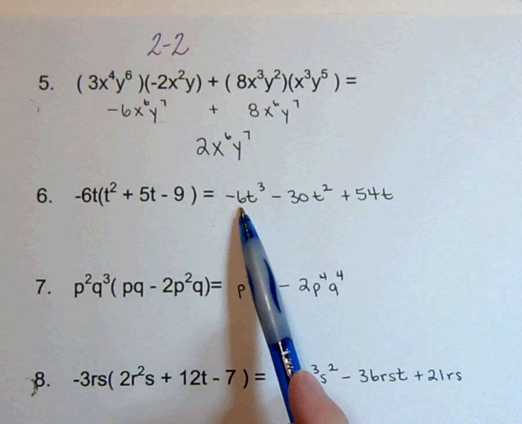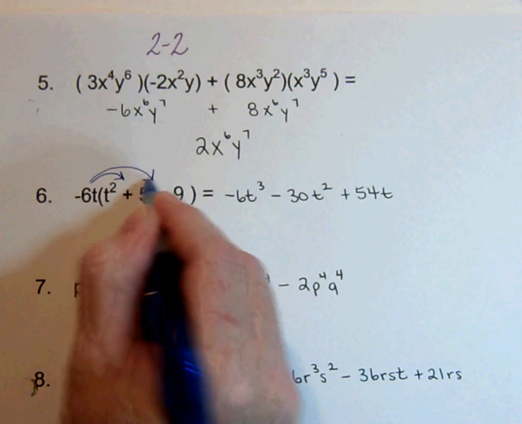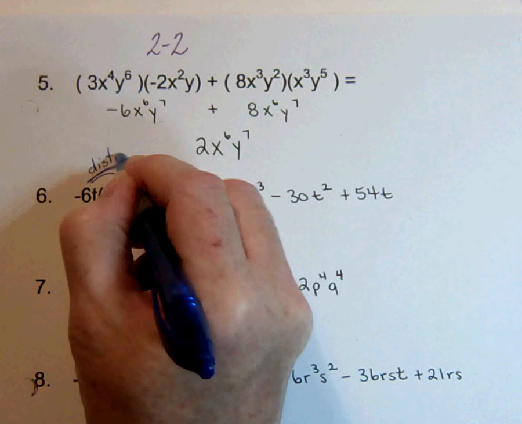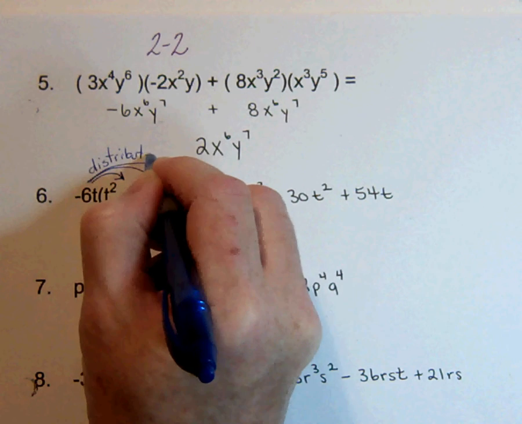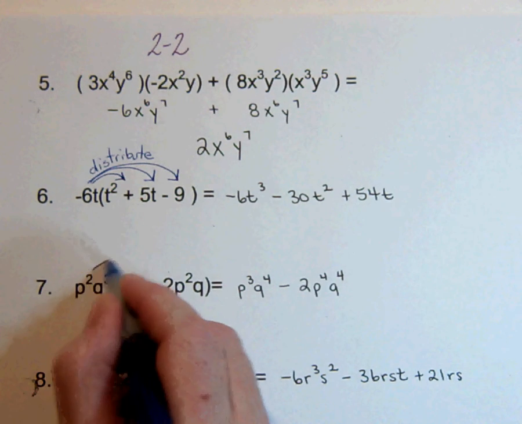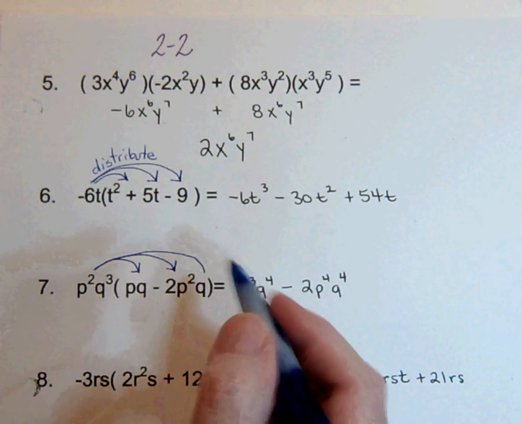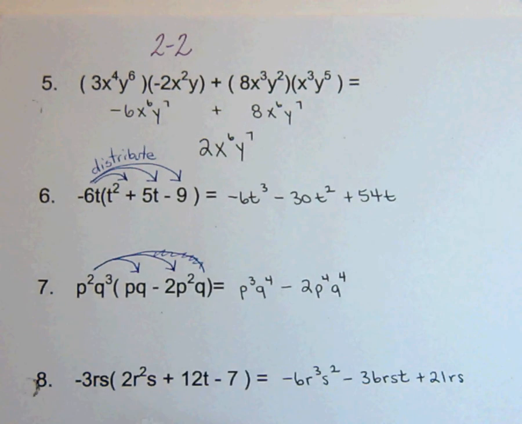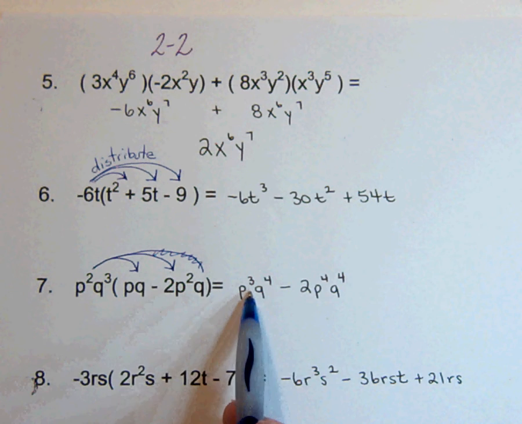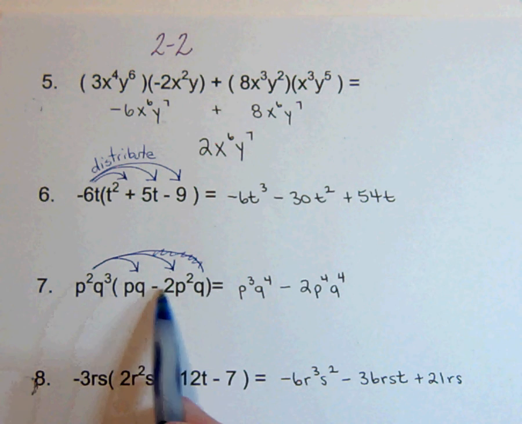Alright, looking at this one, you are going to distribute. You are multiplying that negative 6 by the t squared, the 5t, and a negative 9. Distribute. You're multiplying completely across. Number 7, the same thing. The p squared q squared has to be multiplied to each term inside the second parenthesis. There's just two terms. You are going to be multiplying, so it's adding exponents. But this is understood to be a 1, and a 1 times a negative 2 is negative 2.